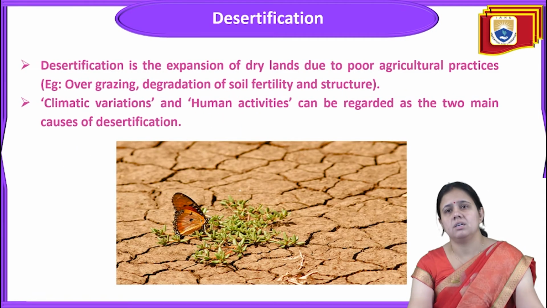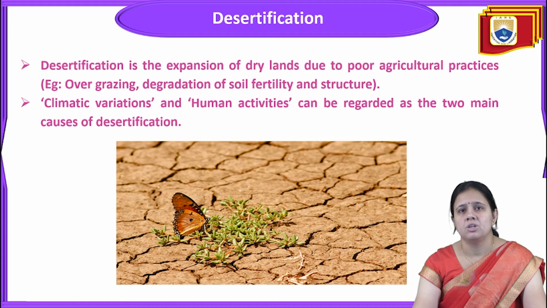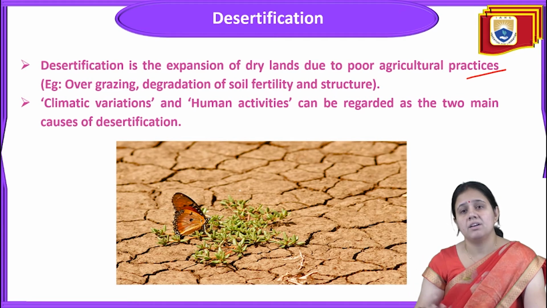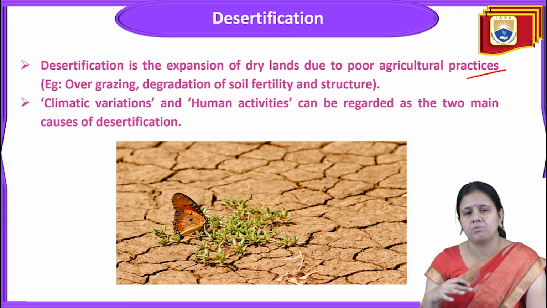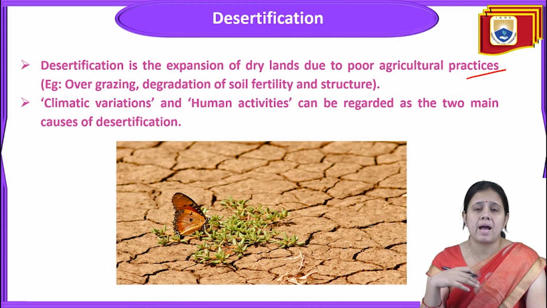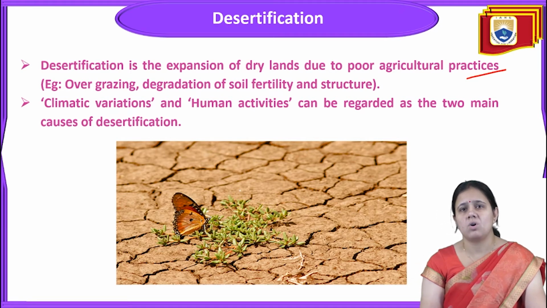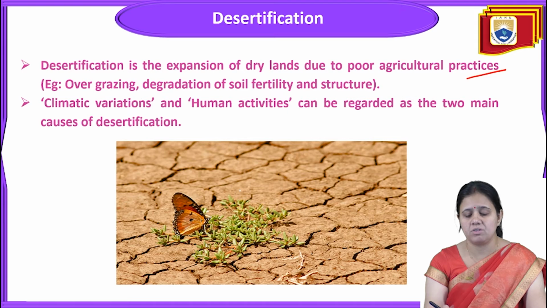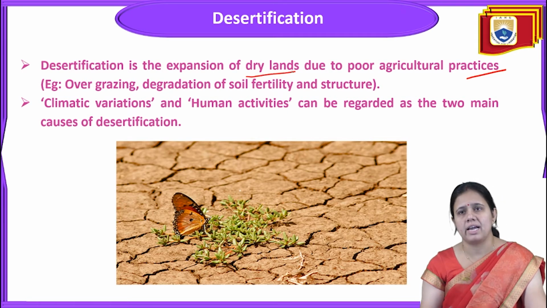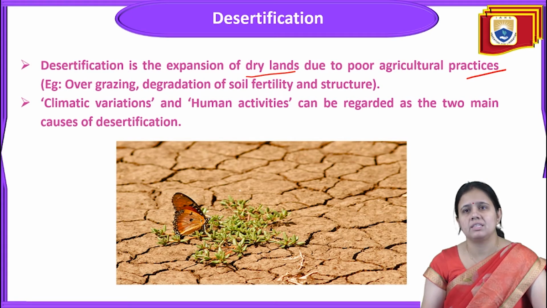Now let's start a different topic, that is desertification. Desertification is the expansion of dry land due to poor agriculture practices. It is the conversion of forest land into dry land due to some bad practices, due to human induced behavior. These bad practices are like overgrazing, degradation of soil fertility and of soil structure. So this is called desertification.